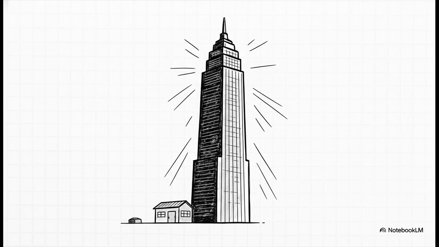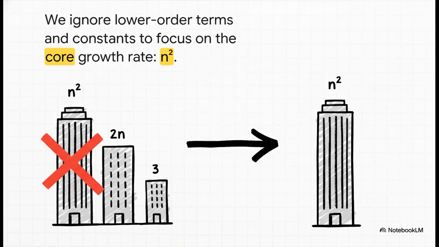It grows so much faster than the other parts that they basically become irrelevant. The 2n and the 3, they're like tiny little houses next to a massive skyscraper. All you can see is the skyscraper, the 3n squared term. It completely dominates the equation. So what do we do? We simplify. We ignore the smaller terms and even the constant in front. We just focus on the part that's driving the growth. We cut through the noise to get to the heart of the matter.